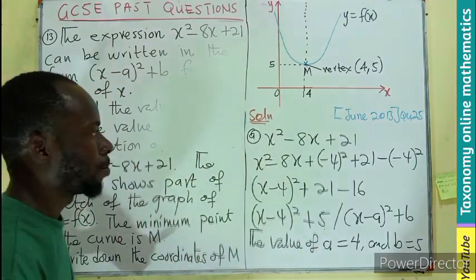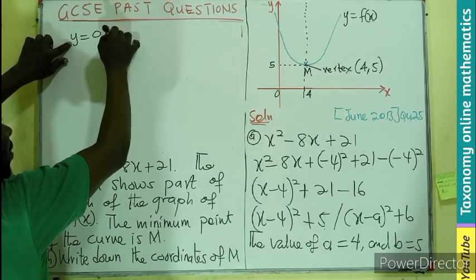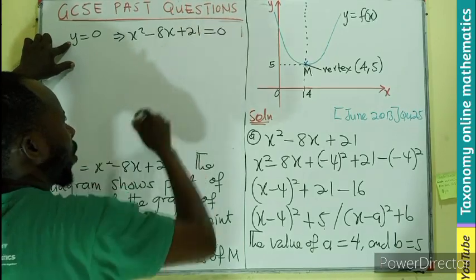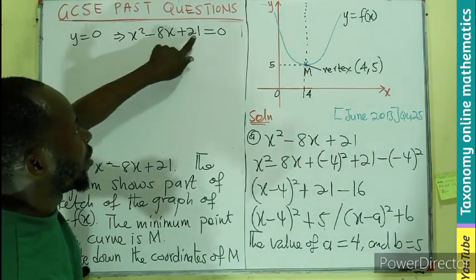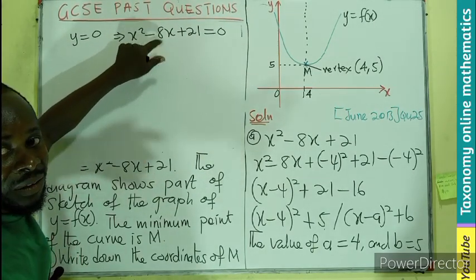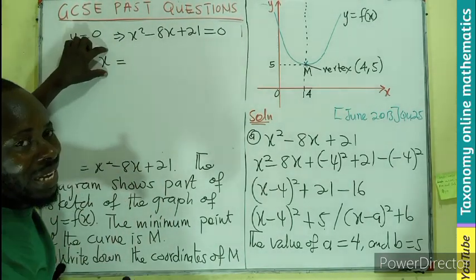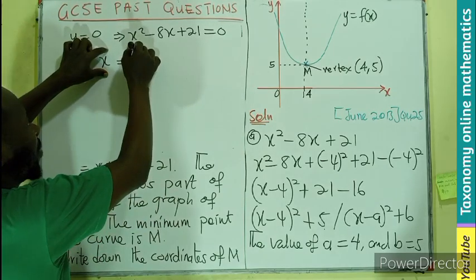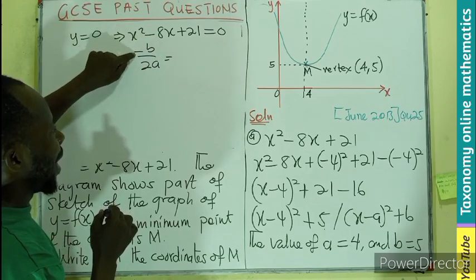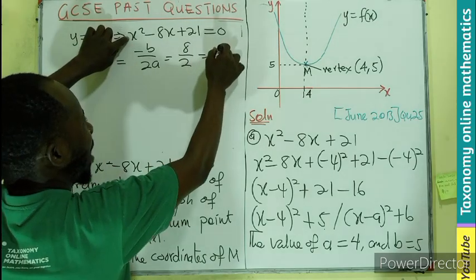But if you want to be convinced how we can solve this, we can try it in this way. If you write y equals 0, then it means that x squared minus 8x plus 21 will be equal to 0. So fast forward, you are looking for factors of 21 that, when you add, you get minus 8. Or we go for the equation of the line of symmetry, which will be minus b over 2a. So minus of minus 8 divided by 2 times 1. That will give us 4.